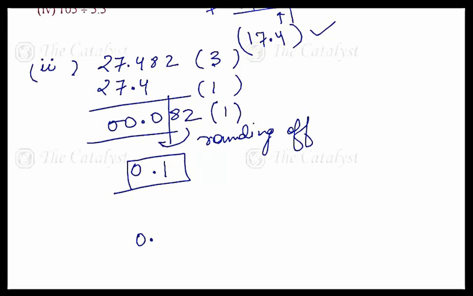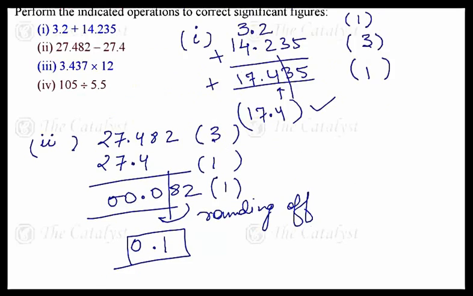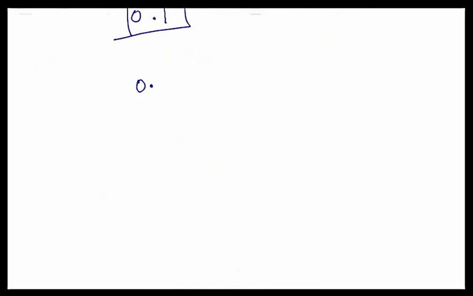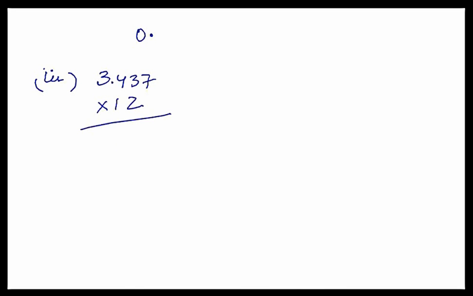Now let us do the third problem. Third problem is 3.437 to be multiplied with 12. Now in this case the rule is that the total number of significant figures should be taken care of. So in this figure you have 4 and in 12 you have only 2. So the answer will have only 2.